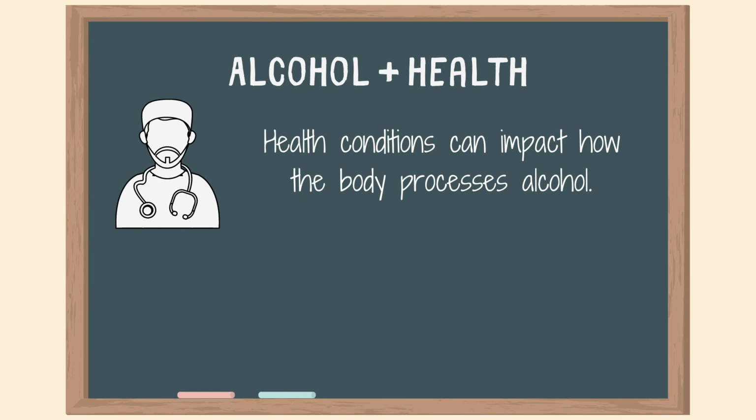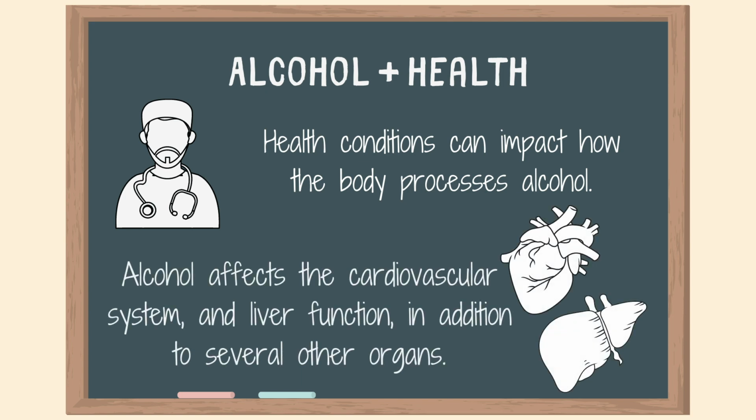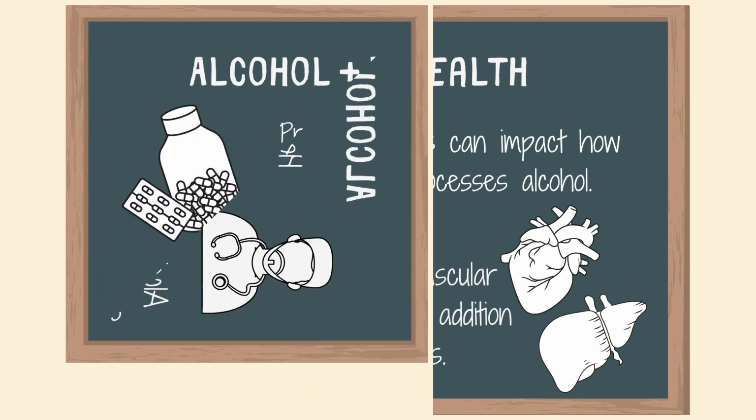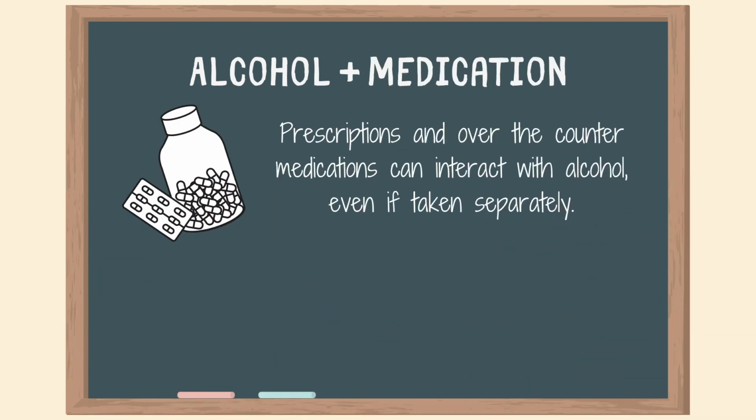Our health status. Alcohol affects several systems in the body, including the body's regulation of blood sugar, the cardiovascular system, and liver function. Because of this, an individual's current health condition may interfere with the body's ability to process alcohol or have harmful implications.